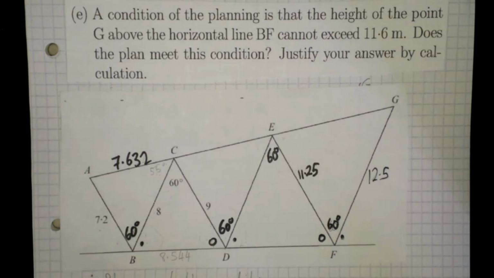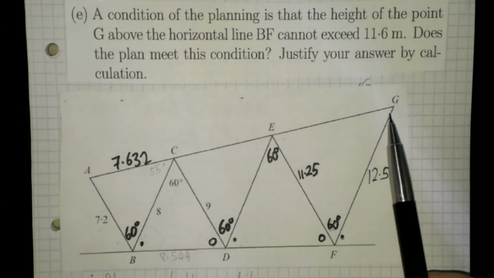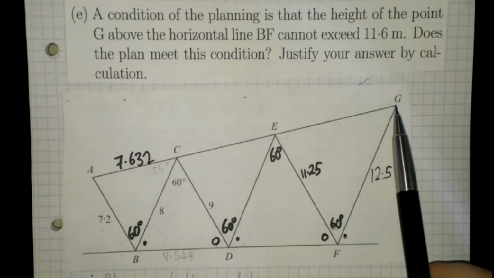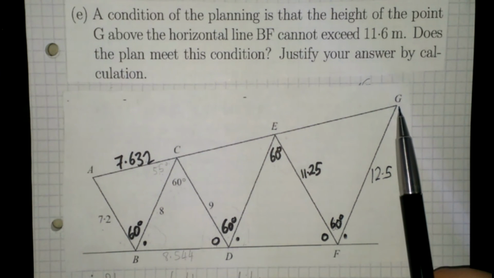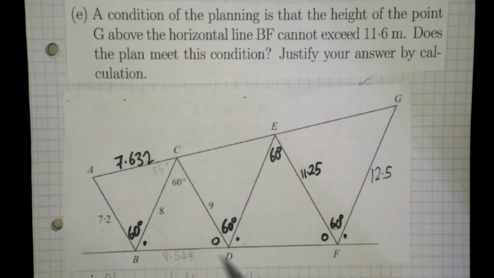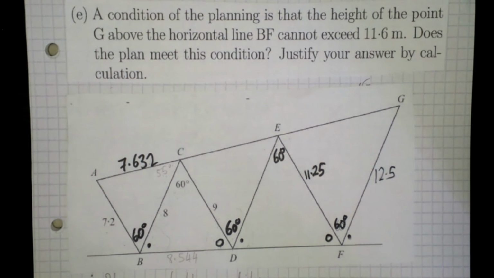In the very last part of this question, you have to find out whether this plan meets a certain condition, that this height, this point here, G, can't be higher than 11.6 meters off the horizontal line BF. That's this bottom one. So how are you going to figure that out? Well, we can work out what this angle here is, and we know what this length is, so hopefully you should be able to figure it out based on that.